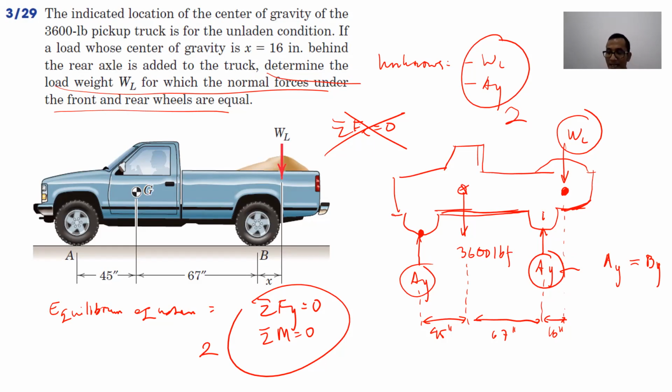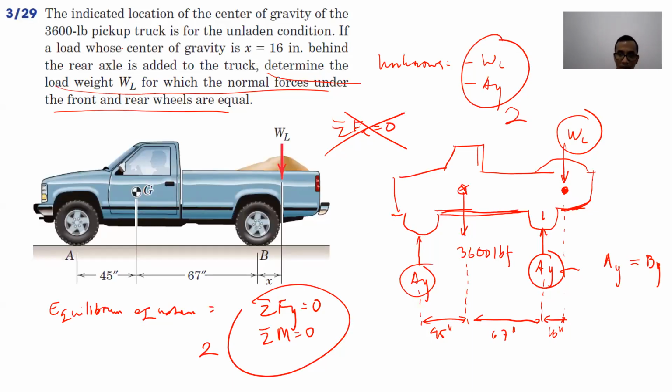So in this particular problem, in order to solve it fast, the easiest way is to use this point as your center of rotation for sigma moment, because you will be able to eliminate WL and you will be able to solve AY directly.